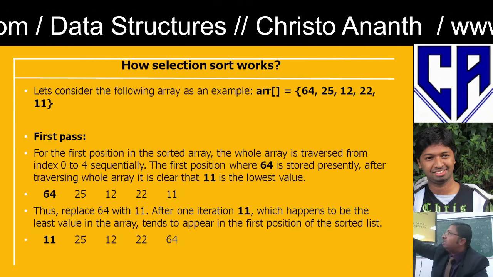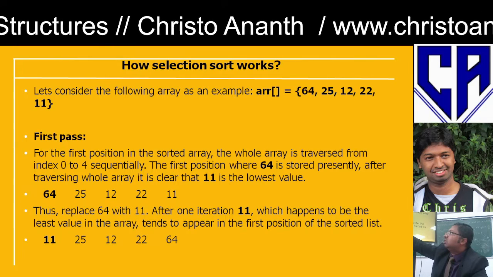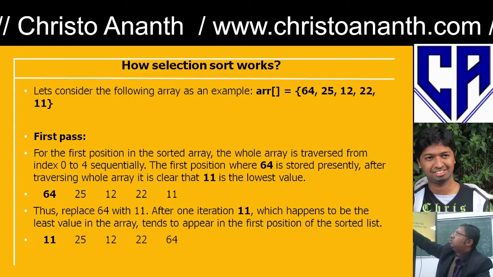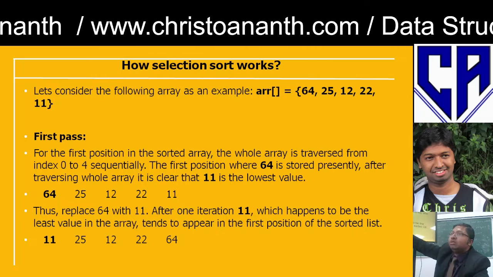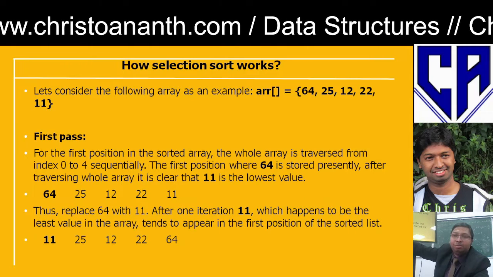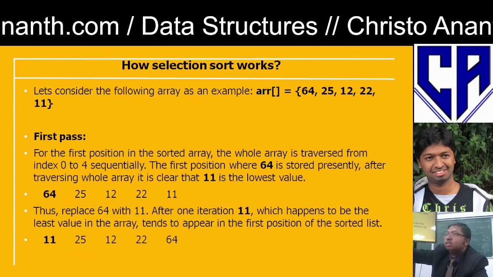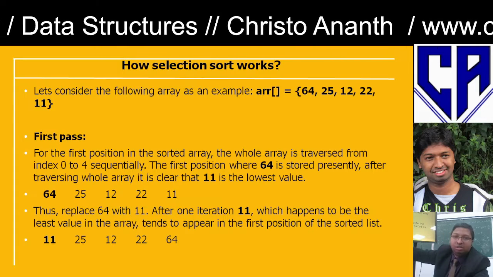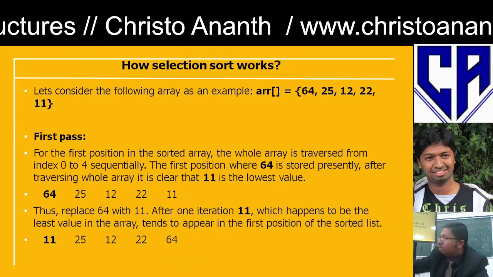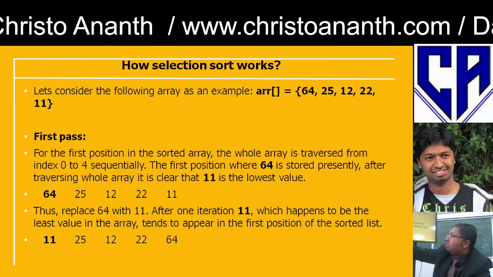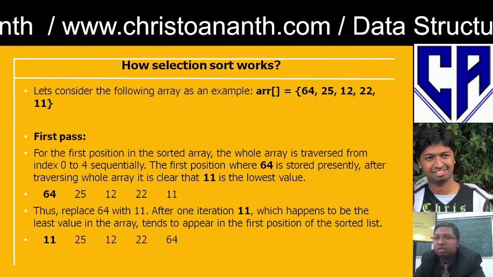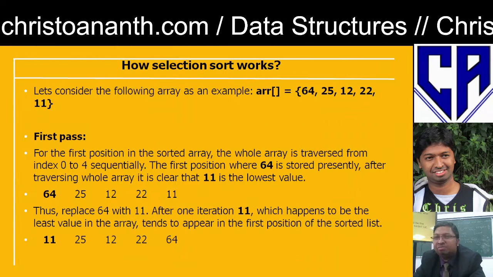So what is the minimum value here? 64, 25, 12, 22, 11. What is the minimum value? 11. 11 is the minimum value. So 11 you keep in the first position, and 64 you take here. Swap it, that's all. So it becomes 11, 25, 12, 22, 64. It's the same as double search, right? Selection.